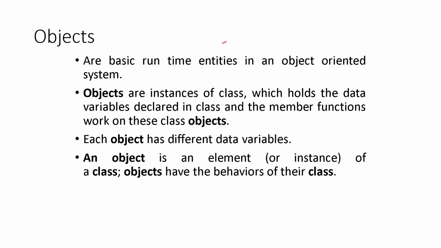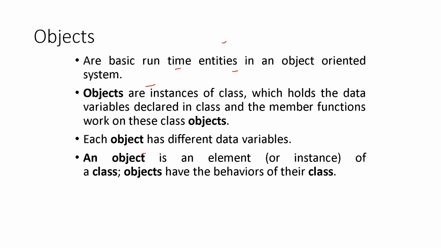Next is objects. In the last slide, we have seen class includes objects, right? So objects are the students in the particular class. Objects are the basic runtime entities in an object-oriented system. Runtime entities means that when the program is being executed, at that time objects are needed. Objects are instances of a class which hold the data variables declared in the class, and the member functions work on these class objects. Each object has different data variables.